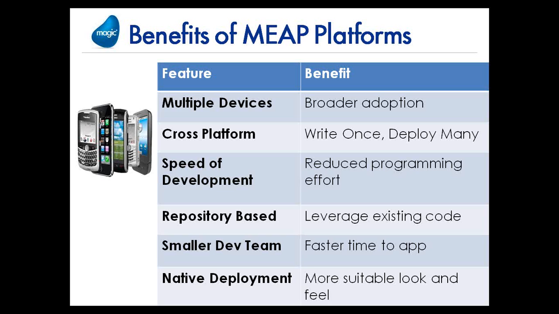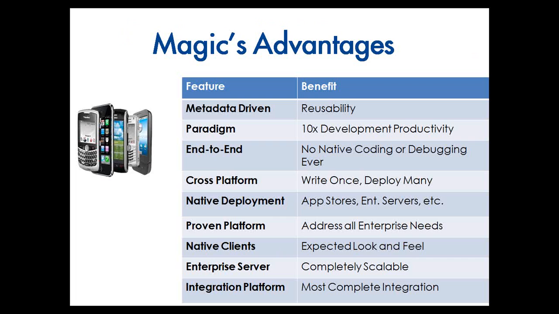First of all, the support for multiple devices. With a cross-platform approach, you can write the application once and deploy it to many devices, taking advantage of the capabilities of each of those user interfaces so that an iPad app looks like an iPad app and a BlackBerry app has its keyboard support and looks like a BlackBerry app. It needs to be repository-based, leveraging the existing code that you already have so that you don't have to do rework, allowing you to work with smaller development teams so that you have a faster time to app, and getting that look and feel in a native way so that you deploy an application that will have acceptance among your users and adoption.